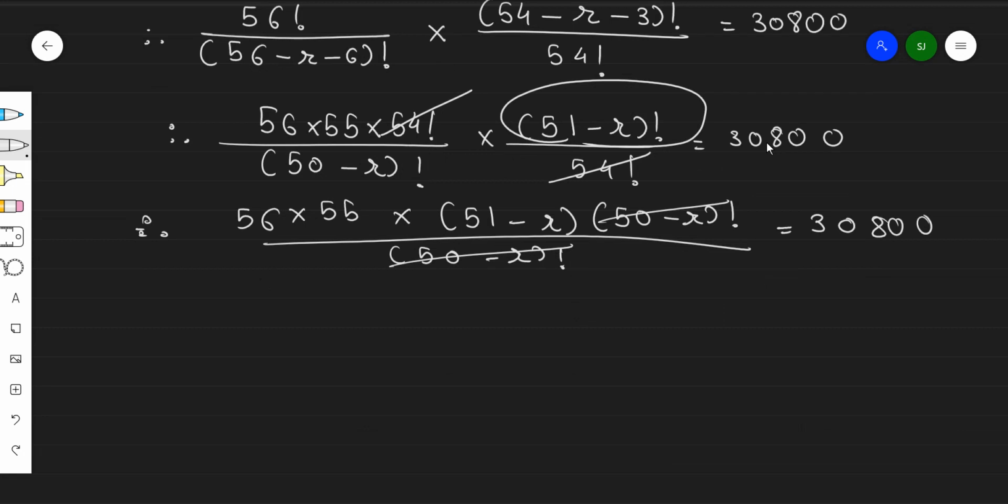And from my point of view, the value of r should be 41. Okay, so you should let me know in the chat box whether the value of r is 41 or not. Let's communicate in the chat box.